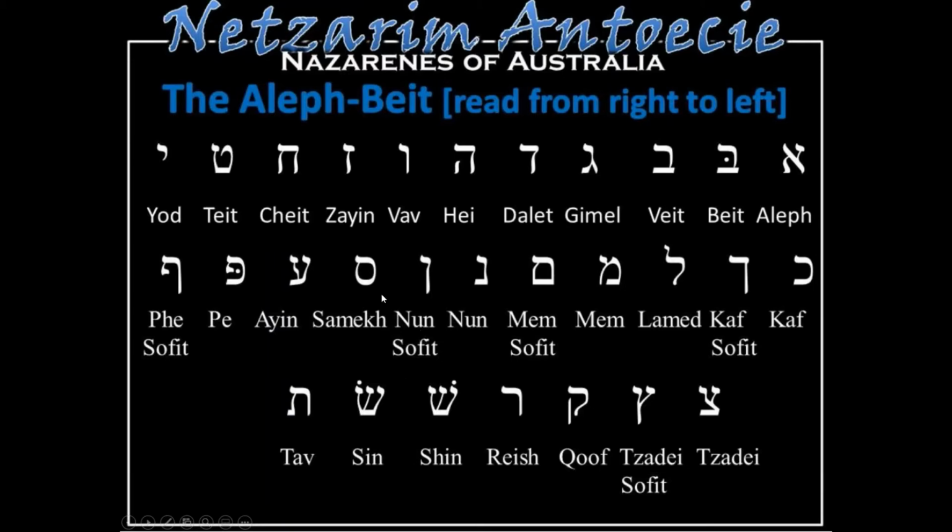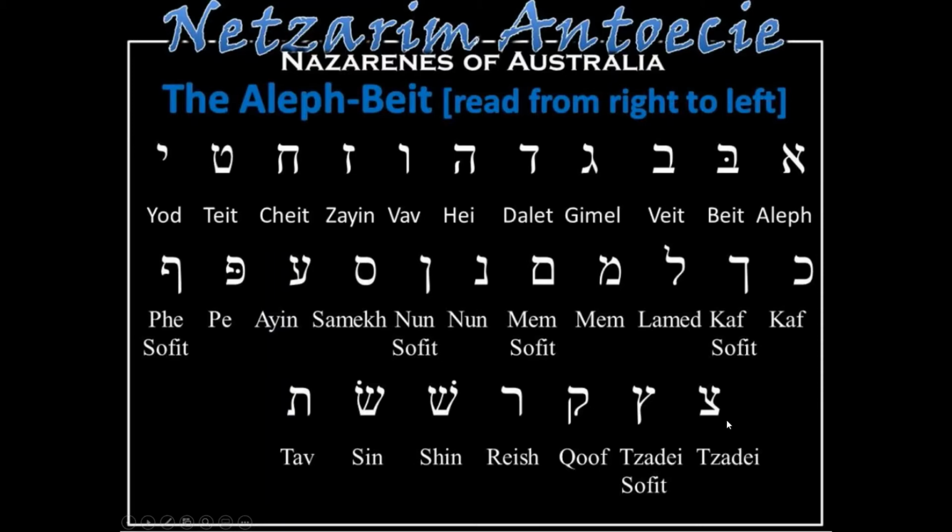This is a samek, and it's the S sound. This is an ayin, and we must make note that ayin is usually silent in Hebrew, just like the aleph is silent, but then it takes on the sound of the vowel. And then we have a pei, and then we have a fe-sofit or pe-sofit. The dot in it determines whether it's a pei or a fe.